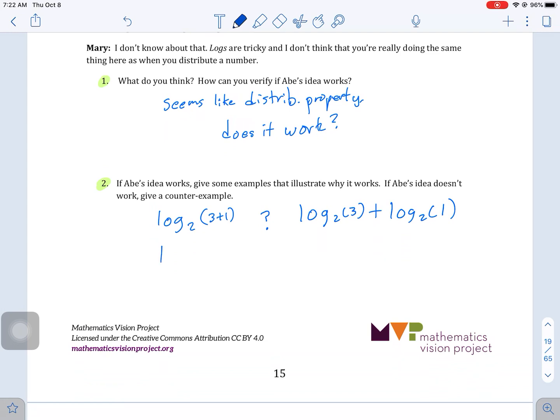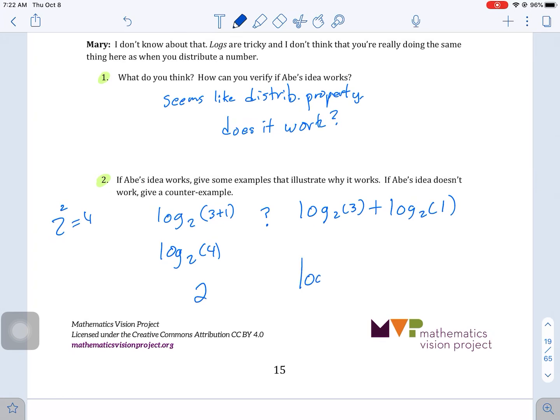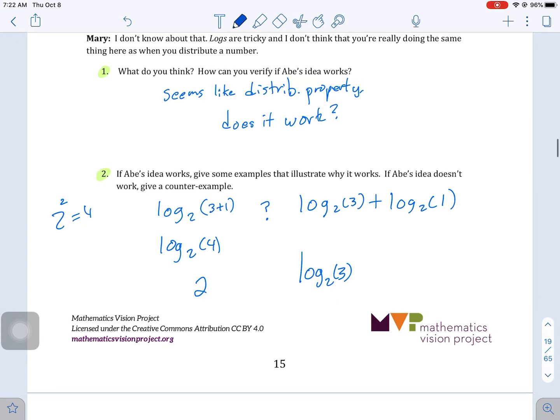And some of these are easier to do. This is log base 2 of 4. Since 2 squared equals 4, we know that our answer here is 2. So 2 squared is what will give us 4. Now over on the other side, we don't really know what log base 2 of 3 is, and we don't really care. We do know that 2 to a power equal to 3, that power is not going to be an integer.